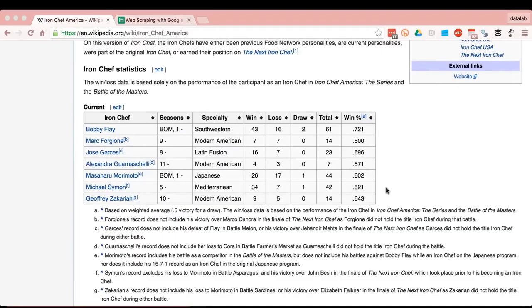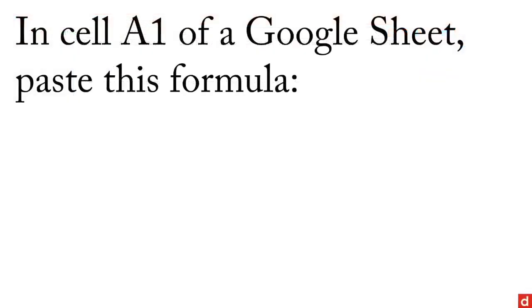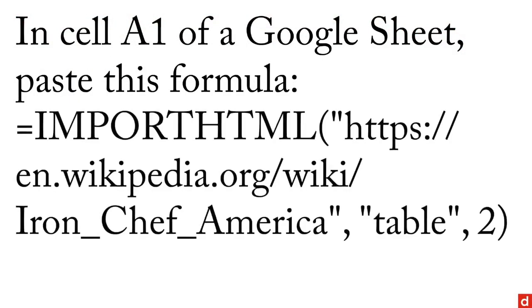Well, there's an extremely easy way to do this with Google Sheets. All we need to do is open up a Google Sheet, and in cell A1 of that Google Sheet, we paste in this formula. It's import HTML, then you give the web page, then you say that you're importing a table. You have to put that stuff in quotes, and the index number for the table. I had to poke around a little bit to figure out that this one was table number 2. So let me go to Google Sheets and show you how this works.